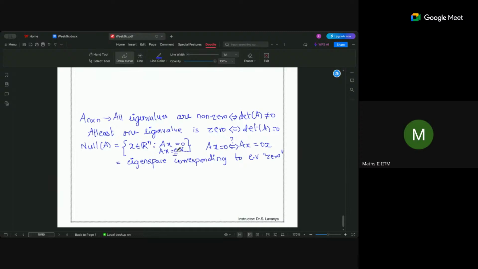Okay, if it exists. So it means what? Suppose you are asked to find the null of A. Okay, so let us say you have this kind of a question: find null of A. And you know that all eigenvalues are non-zero. Now tell me what is the answer for null of A.